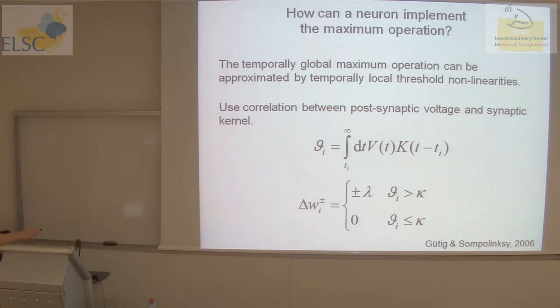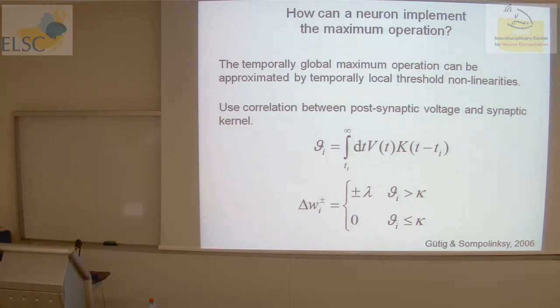Now I just want to address the common criticism of this algorithm, which is: how can the neuron implement the maximum operation on the postsynaptic voltage? It's obviously something very hard to measure, that the neuron can sit there, look at its voltage over, let's say, 500 milliseconds, and then after it gets a teacher signal, go back to the synapses and say, okay, I'll correct you relative to the Vmax.